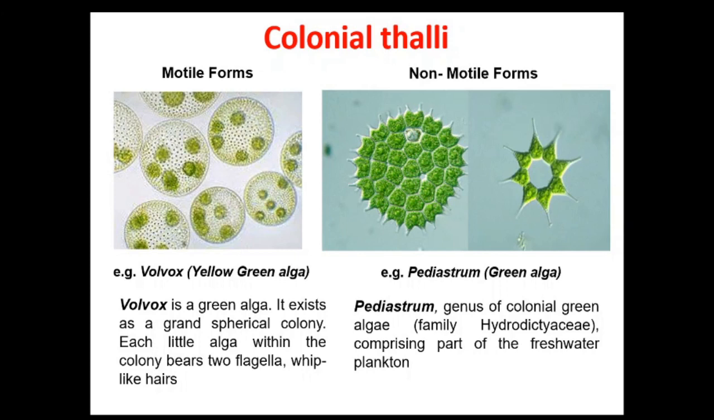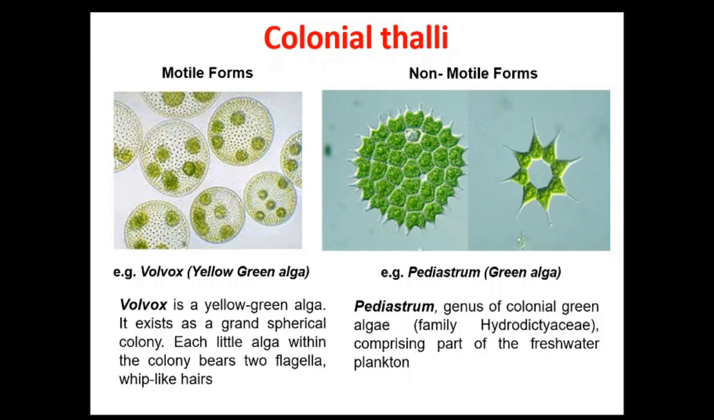Now the next example of the multicellular thalli are the colonial thalli. The colonial forms can be motile or non-motile. An example of the motile form is Volvox, which is from the Xanthophyceae, that is yellow-green algae. And an example of the non-motile form is Pediastrum, which is from Chlorophyceae, that is green algae.